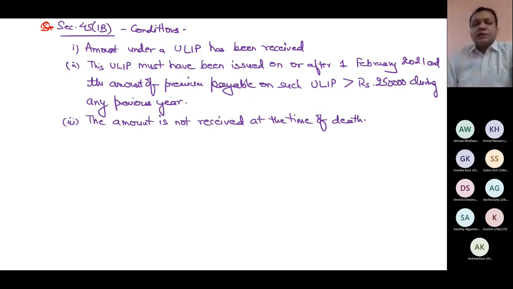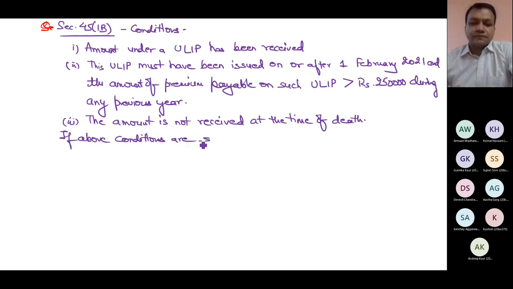But in exceptional cases only, a need has arisen to incorporate a new section 45(1B), just to catch those people who are very rich. The government thinks that those people don't deserve any exemption. The amount is not received at the time of death. If this is the condition, if the above conditions are satisfied, then income has to be computed under the head capital gains.